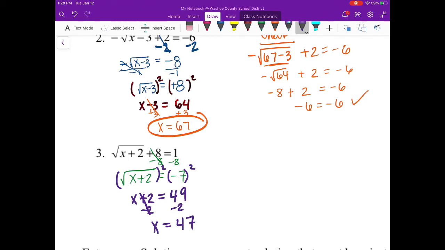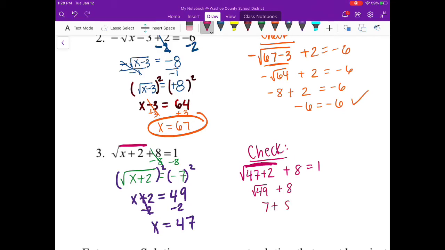And again, before you just say that's the answer, let's circle it, always go back and check your work. Okay, so if I substitute in 47 into my original equation, again, be careful that the radical only covers the appropriate numbers. Don't go through and cover the 8 as well. So this is the square root of 49 plus 8. Square root of 49 is 7, plus 8 is 15. Does 15 equal 1? No, it is not equal to 1.